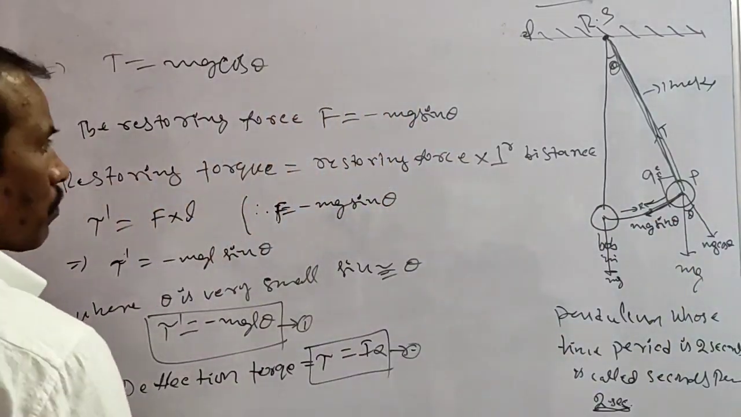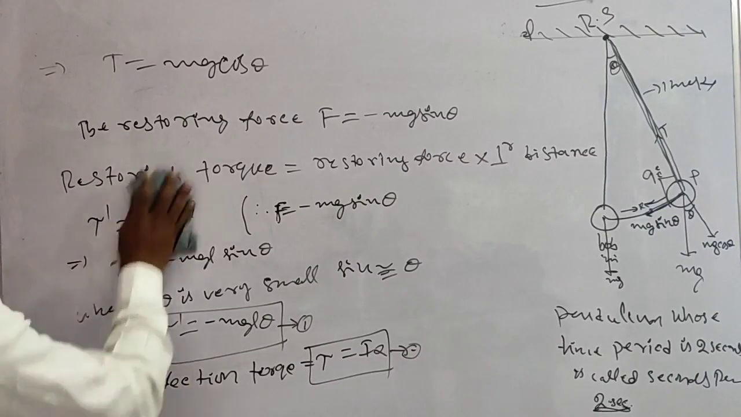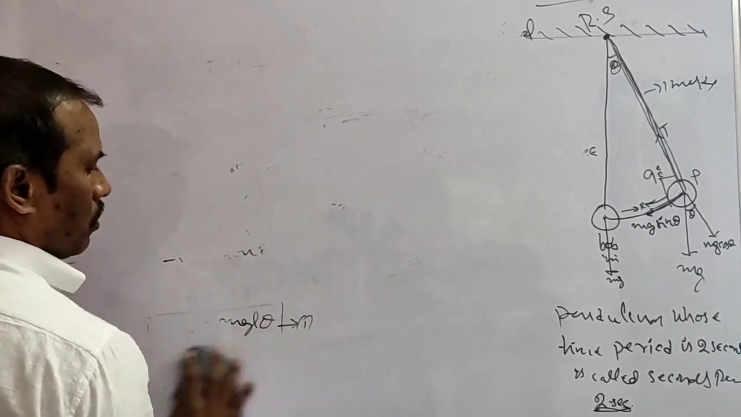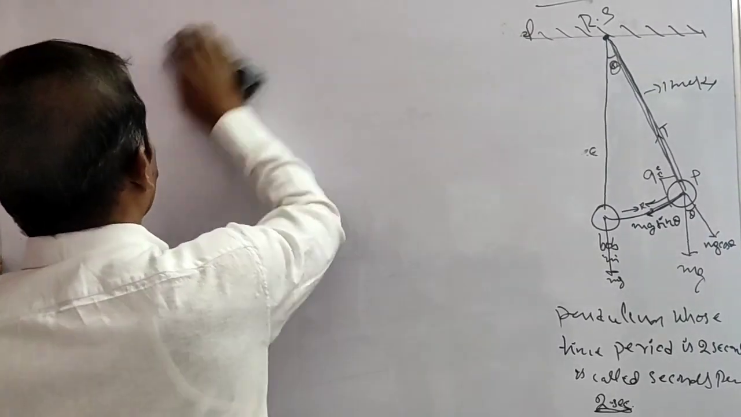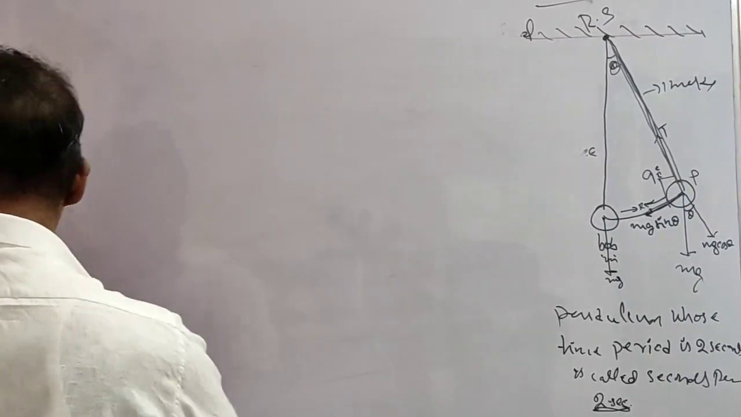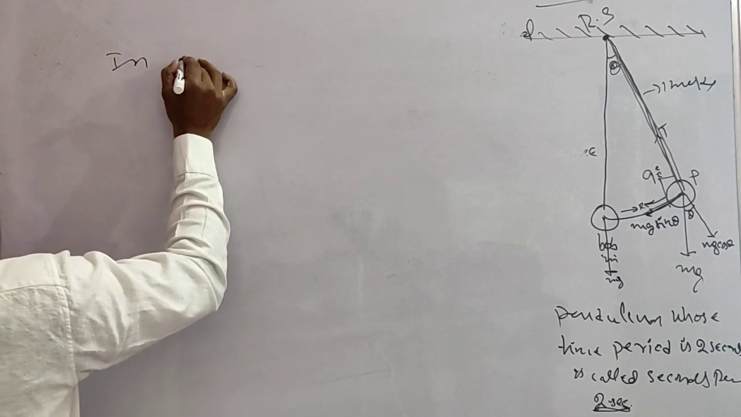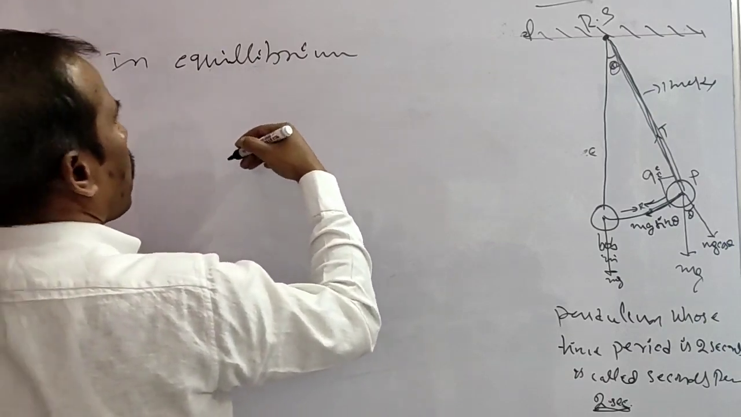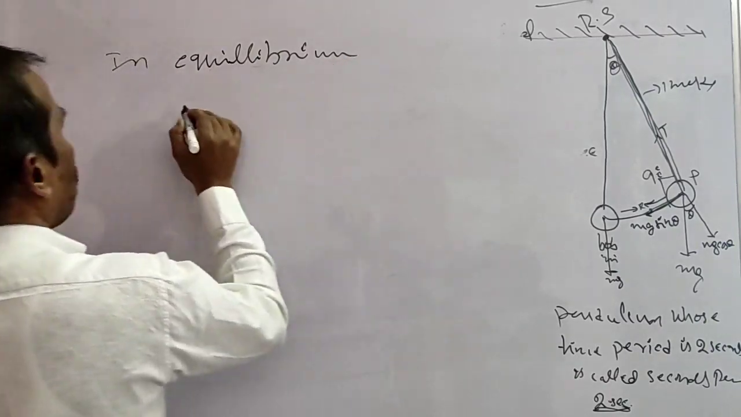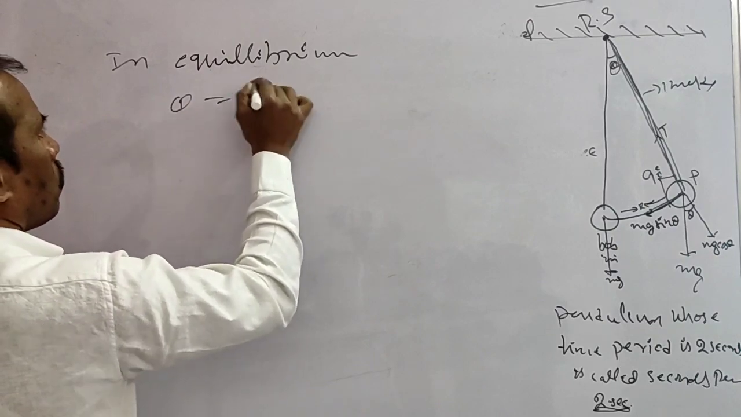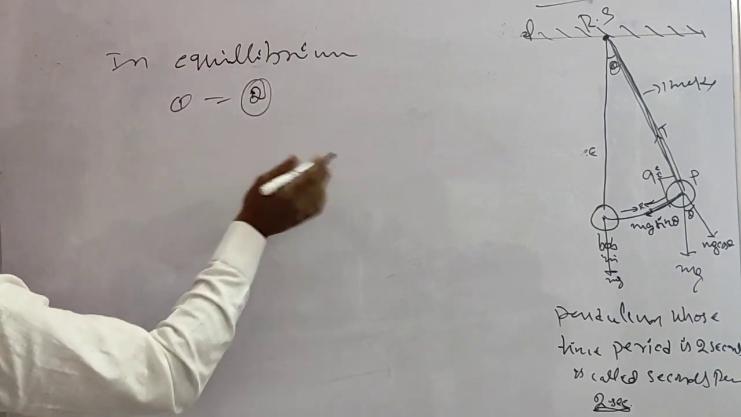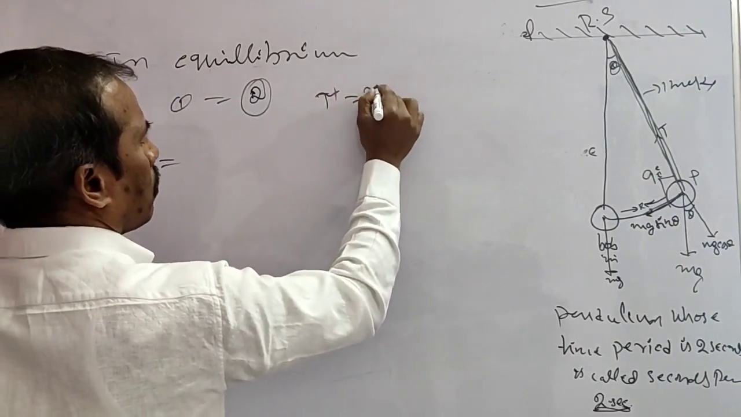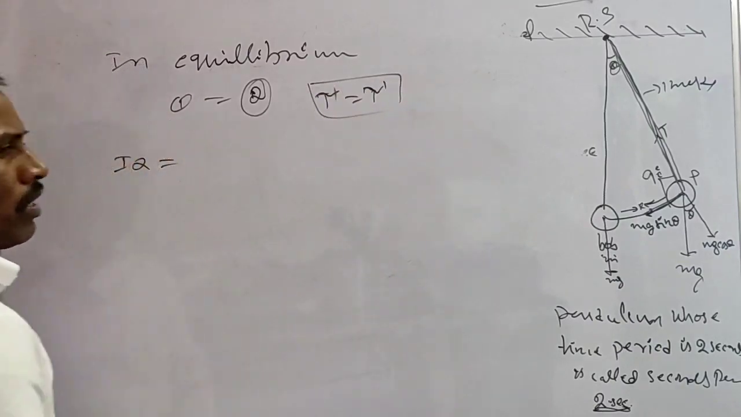Now note this one. Same, write it. Here, in the equilibrium condition, equation 1 is equal to equation 2. So equation 1 equals I alpha, that means tau is equal to tau prime in the equilibrium condition.